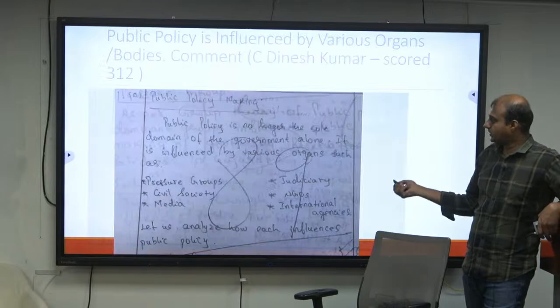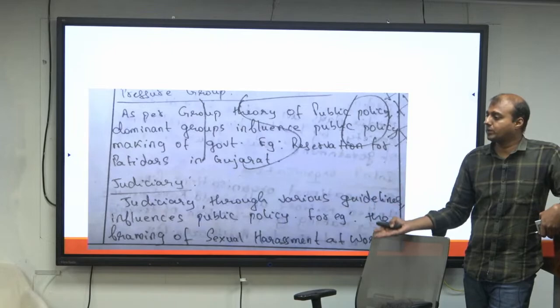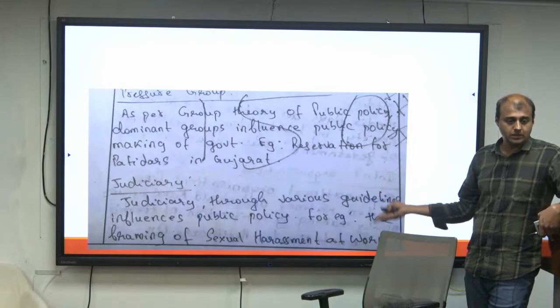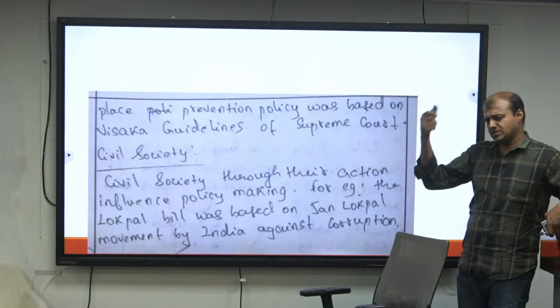Like for example, for pressure groups, he has taken the example of reservations for Patidars in Gujarat. Remember, you might have seen last month who was protesting. In Maharashtra, what protest was going on? The Maratha reservation protest. Same thing, farmers protesting in and around Delhi, same pressure group. For the judiciary, obviously I don't have to tell you, remember we keep telling about the Vishaka guidelines, protection of women against sexual harassment at the workplace, how the judiciary plays an important role. Same example he has given, but many other examples are there.